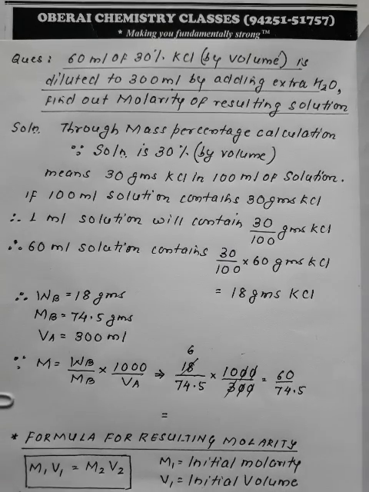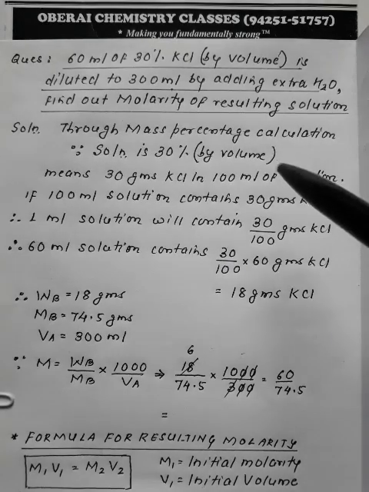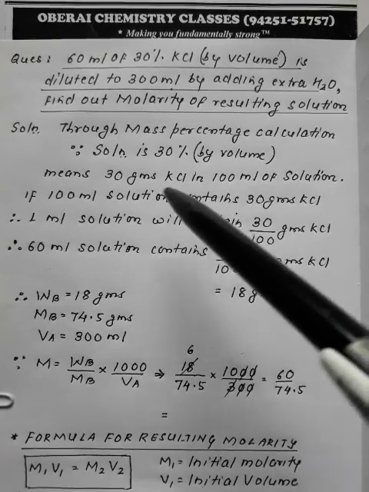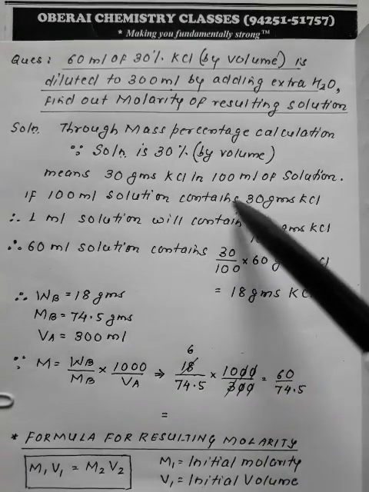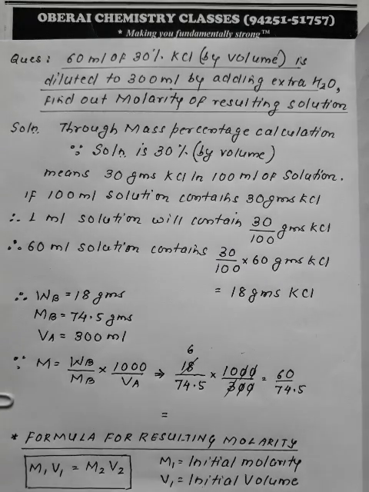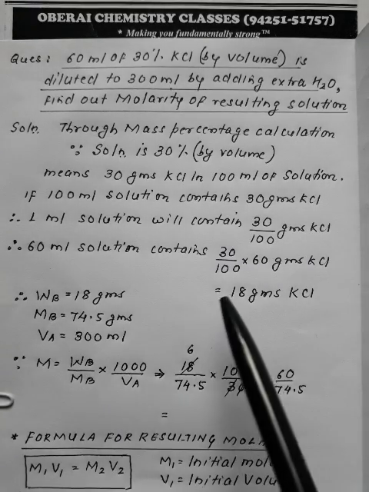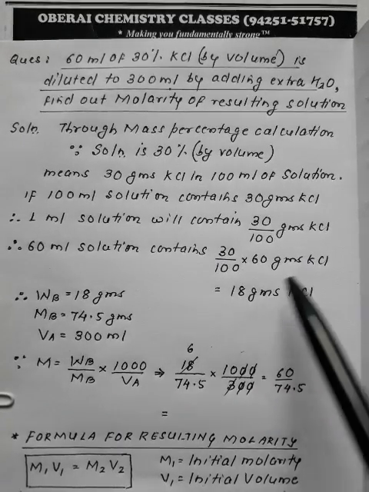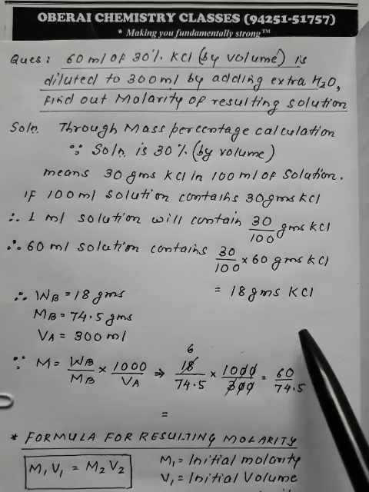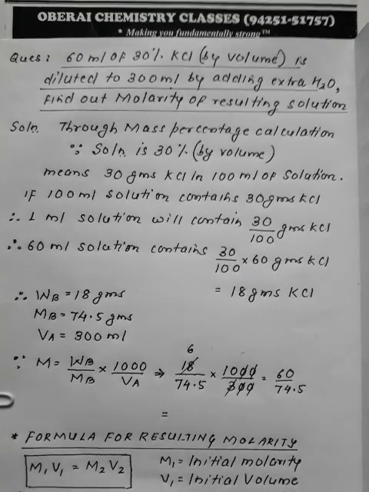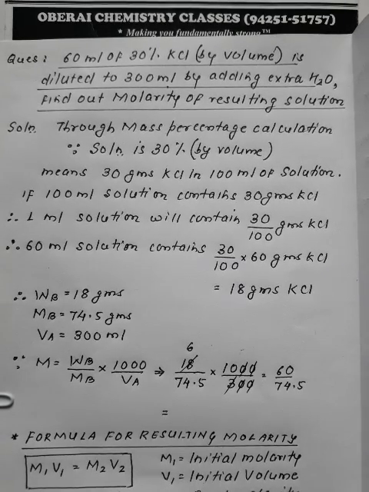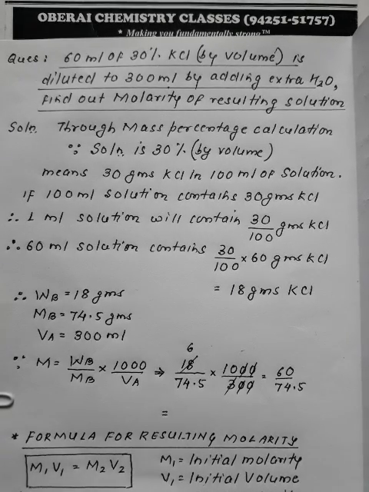So let us repeat it. It has been given that the solution is 30% by volume. Since 100 ml of solution contains 30 grams of KCl, 1 ml will contain 30 by 100. Therefore 60 ml will contain 30 by 100 into 60 grams of KCl, that is 18. So this will give you the weight of KCl in this solution, which is 18 grams.